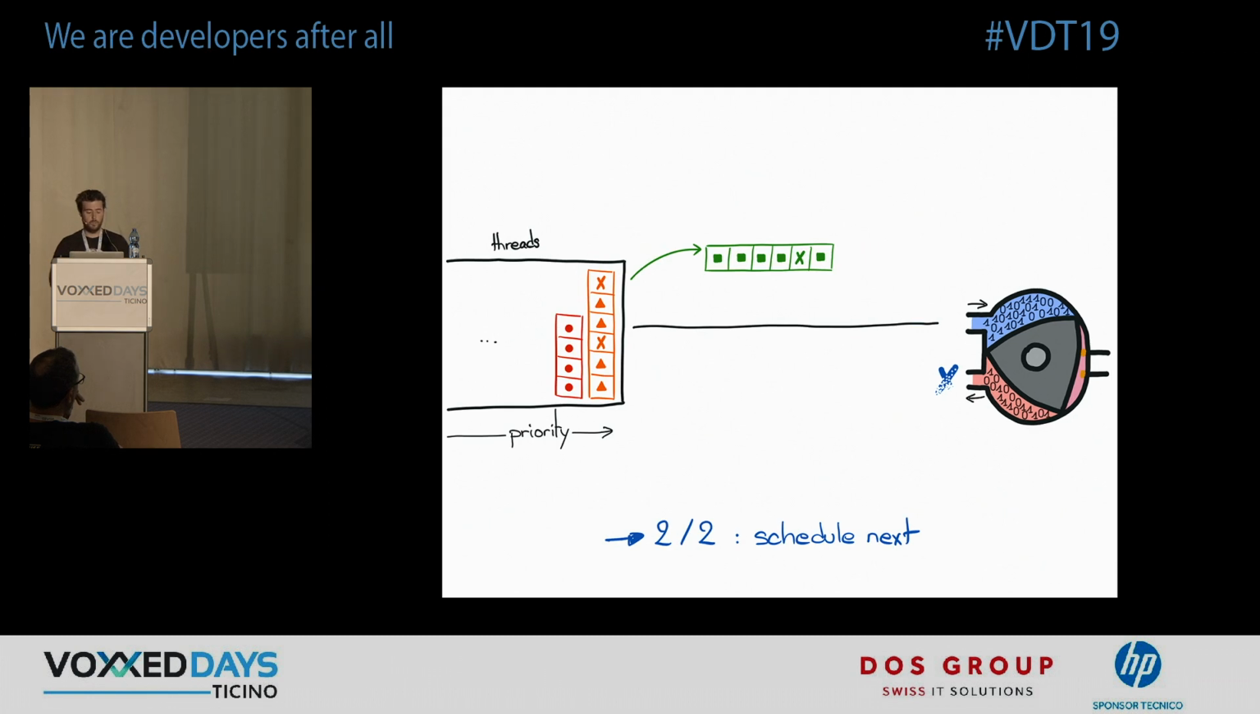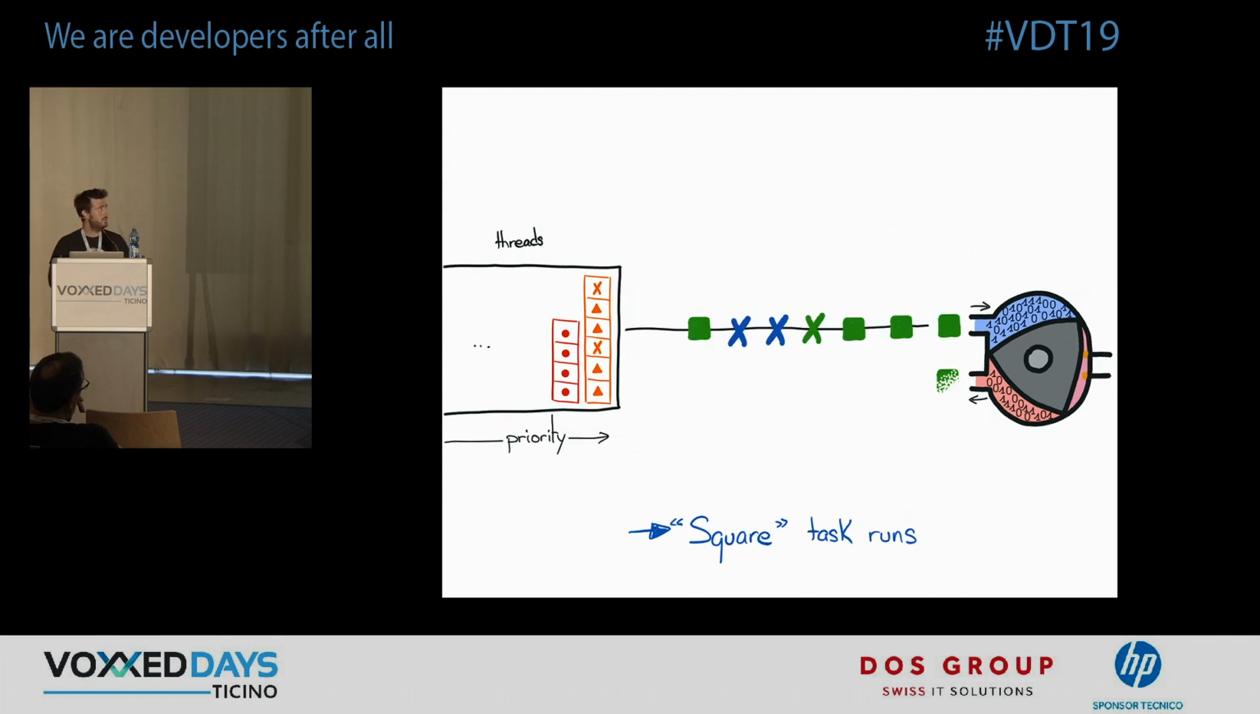And the second step will be to actually schedule the next runnable thread in the queue, in the priority queue. And when these tasks run, they may or may not have blocking calls too, but at some point later in time, the result of the blocking call of my earlier task is going to be available, and then the scheduler will restart this other thread.